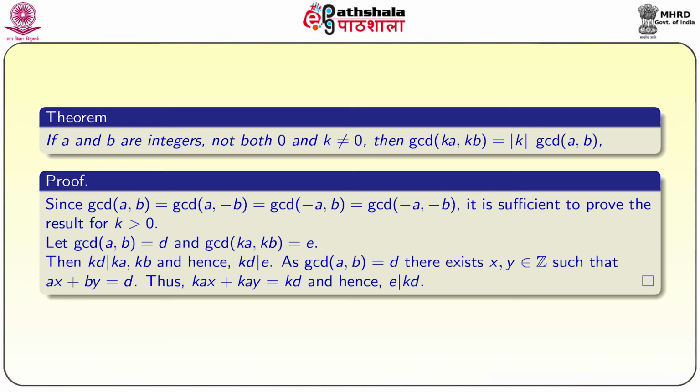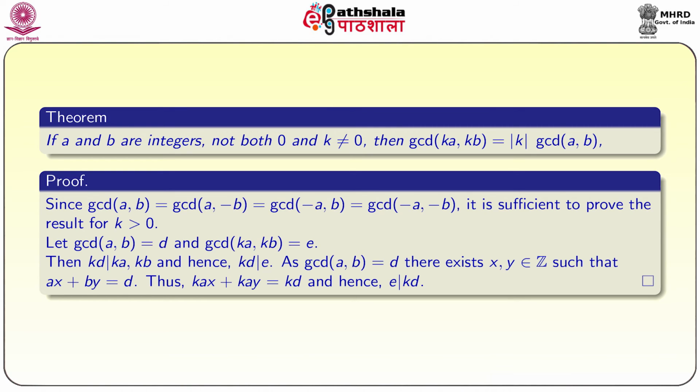So let us take gcd(a, b) equal to d and gcd(ka, kb) equal to e. Again, we need to show that e is equal to kd. That follows very easily. Please go through the remaining part of the proof, it is very straightforward.